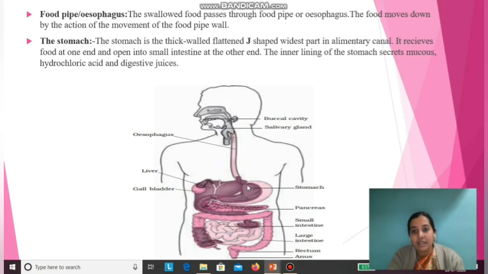The inner lining of the stomach secretes mucus, hydrochloric acid, and also digestive juices. Mucus protects the inner lining of the wall. Hydrochloric acid kills or demolishes any bacteria, organisms, or harmful particles that have entered the stomach. Then we have digestive juices, which help in further digestion of your food particles.